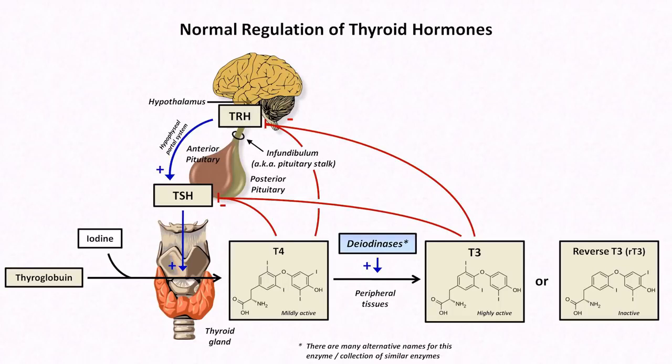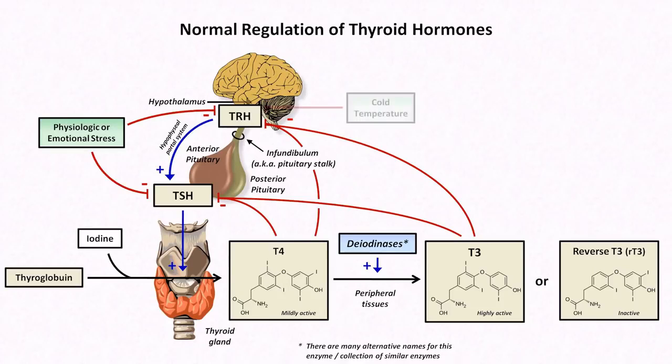In addition to hormonal negative feedback, there are a few others as well. For example, both physiologic and emotional stress can inhibit TRH and TSH, which is a likely contributor to the euthyroid sick syndrome, to be discussed in a few minutes. In addition, exposure to cold temperature appears to inhibit TRH, though the clinical significance of this in humans appears to be low.